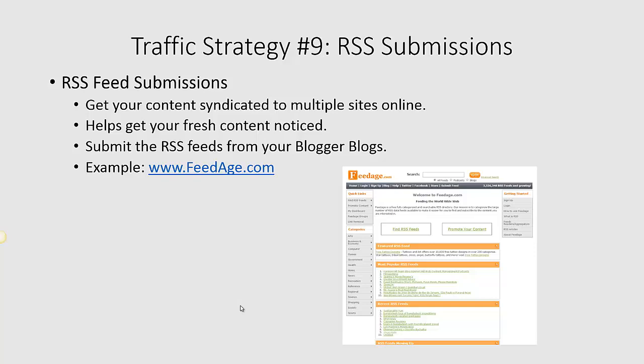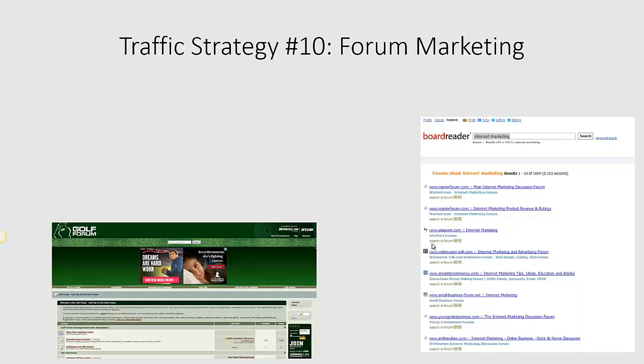So you can just go out to feedage.com. That's a good one to get started at. And that's a great example here. You would just choose promote your content, and it is going to take you through a simple process of taking the link from your blogger blog RSS feed and copying and pasting it directly in there. So RSS feed submissions, a great way to get your content syndicated.